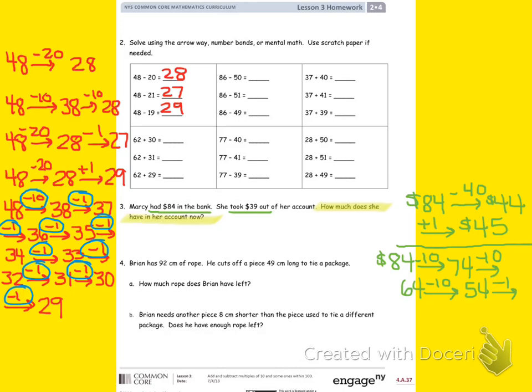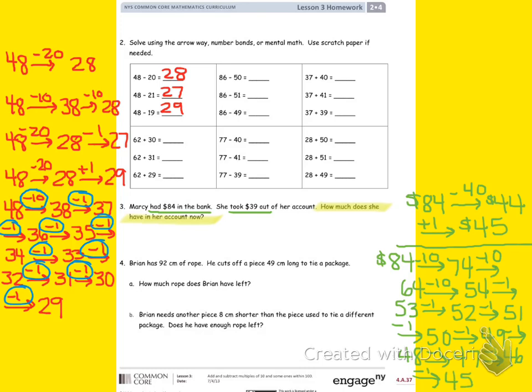Minus 1 is 53, minus 1 is 52, minus 1 is 51, minus 1 is 50, minus 1 is 49, minus 1 is 48, minus 1 is 47, minus 1 is 46, minus 1 is 45.